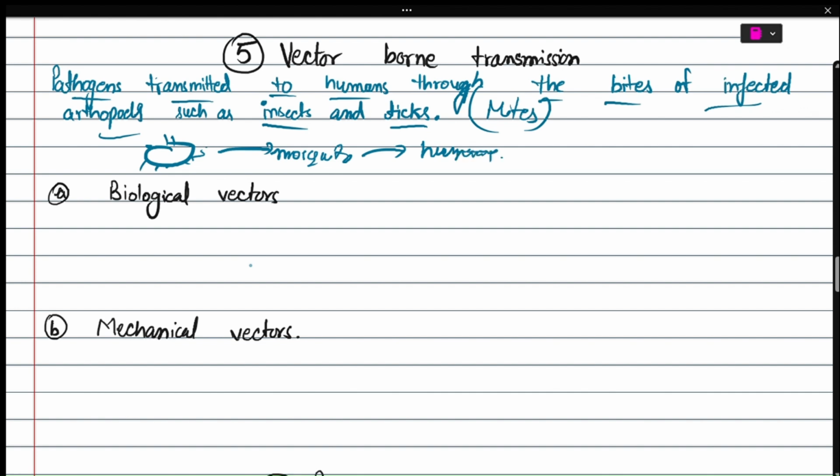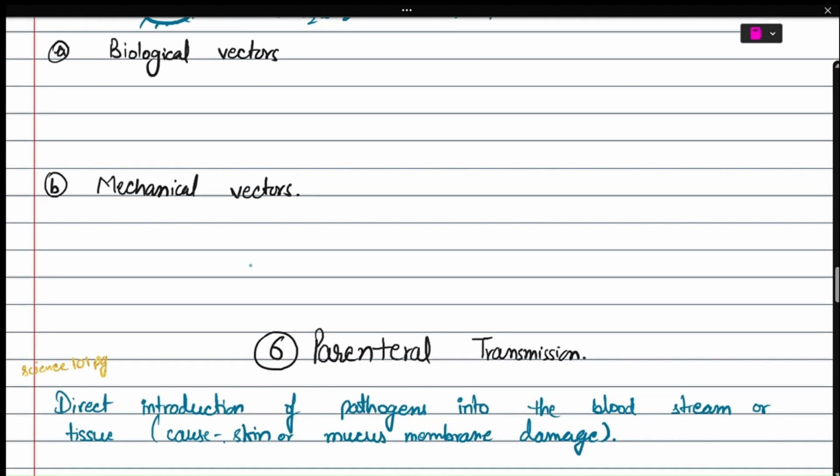Okay. So vector-borne transmission can be of two types. The first one is biological vector, which uses vectors like mosquito and ticks. You must have heard about Plasmodium species like Plasmodium vivax, Plasmodium falciparum, ovale. They can be transmitted via mosquito. Then we have dengue, we have Zika virus. They can also be transmitted via this biological vector, which is mosquito.